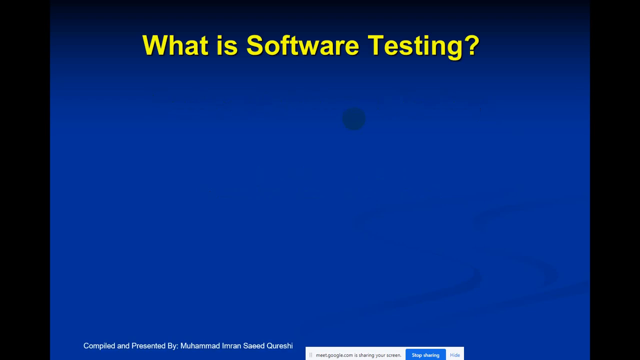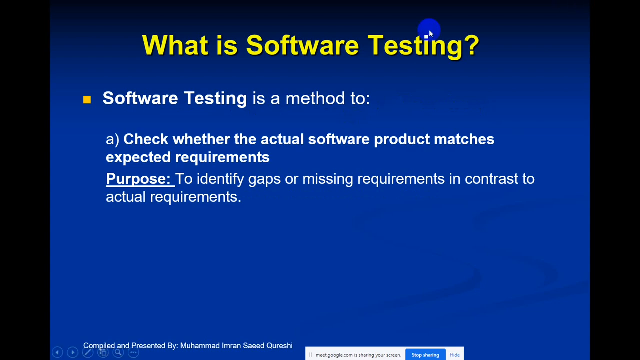So now what is software testing? As I told you, software testing is a method to, number one, check whether the actual software product matches expected requirements. That means if my user has said, I want a software that will do 1, 2 and 3, what will we have to test? We will have to check my product, my software that I have developed, is it doing that 1 and 2 and 3? If it is doing that, then there is no issue in my software. But if there is any issue, then I will try to solve that issue.